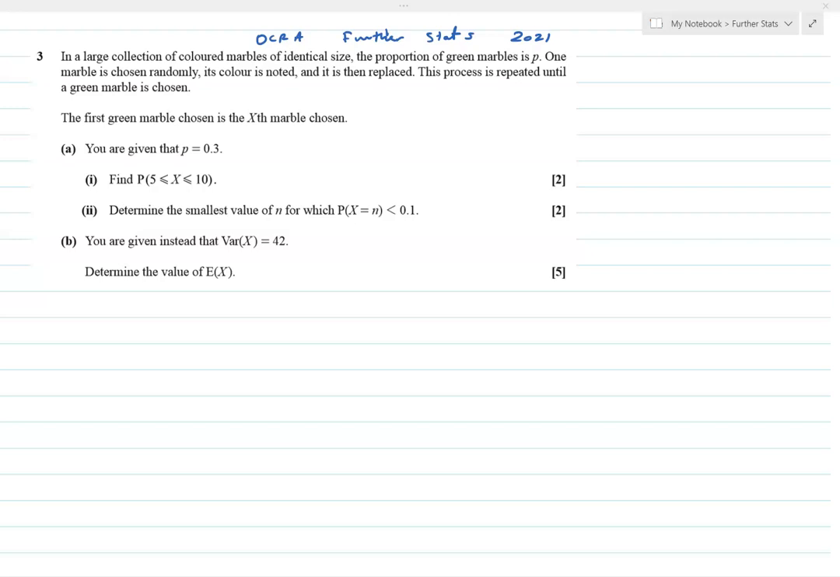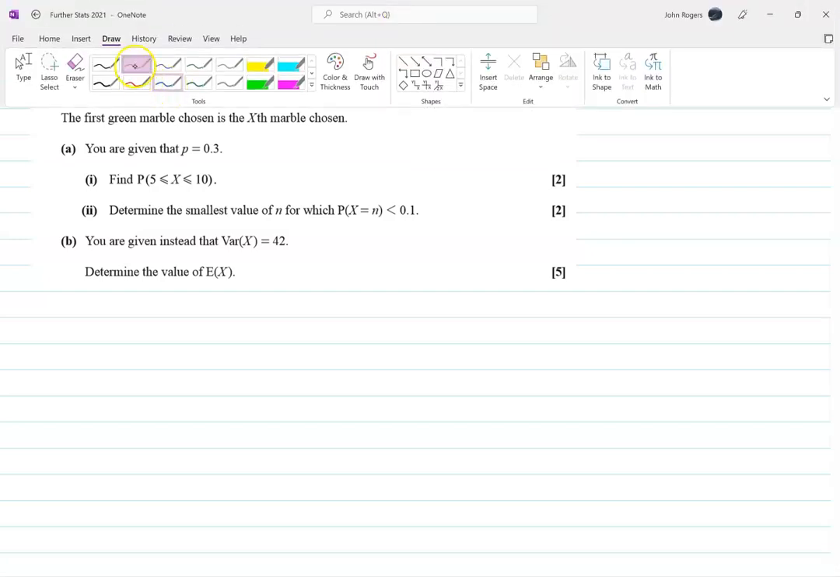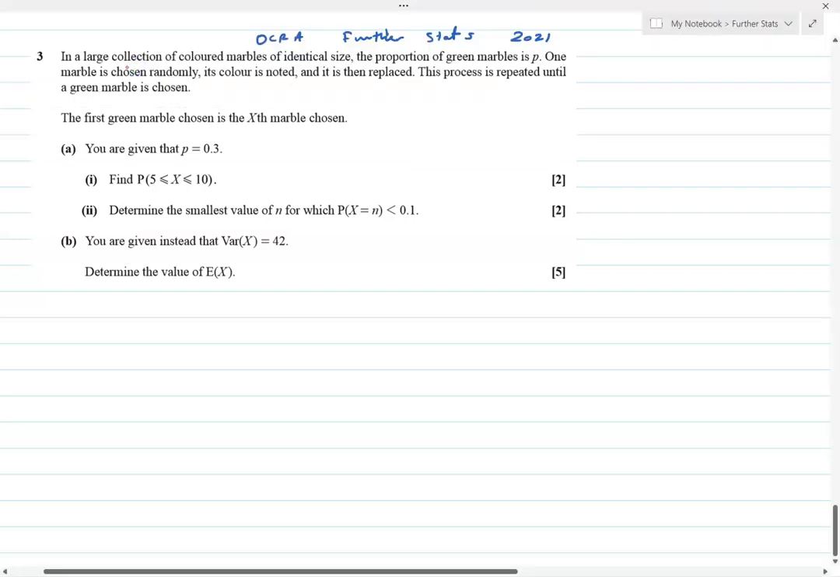Hello, in this video I'm going to go over a geometric distribution question from a recent OCR A Further Maths paper. This is question 3 in the paper, so it's probably meant to be relatively straightforward, but we still need to be clear about how a distribution works. I'm going to give a little bit of background information here.